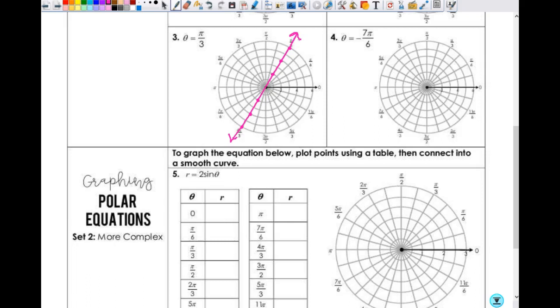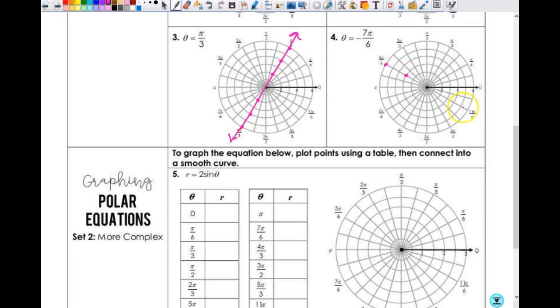Everybody okay with that? Any questions at all? All right. So, negative 7 pi 6. What is that as a positive angle? Positive 5 pi 6. So negative 7 pi 6 is at 5 pi 6.